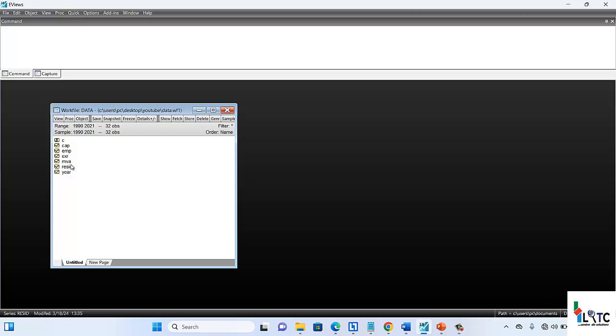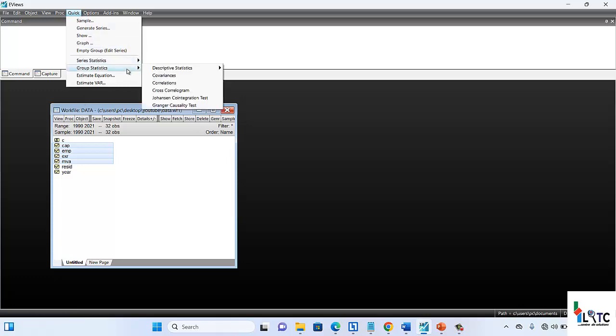So when you have complete data, once you click on MVA, that's manufacturing value added, then you press down your control key and click on employment, capital, and exchange rates. You understand? So once you have selected these, you can go to Quick, then you go to Group Statistics, then Descriptive Statistics. Here you have common sample.